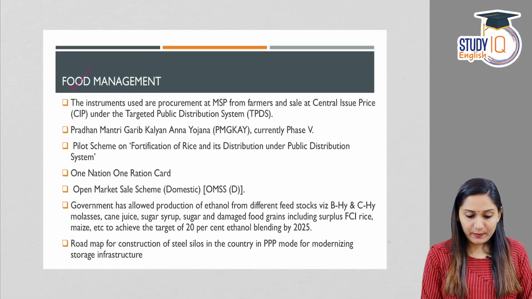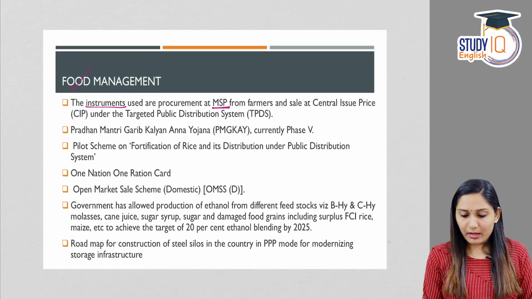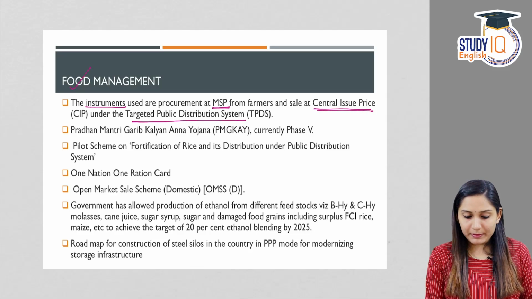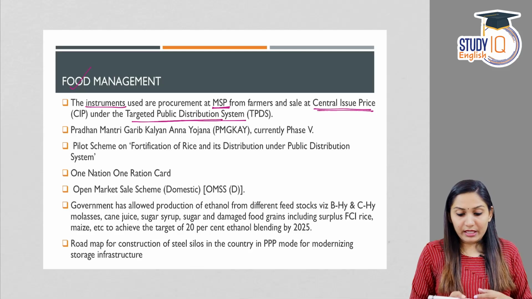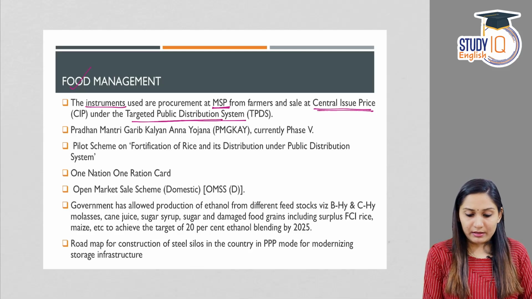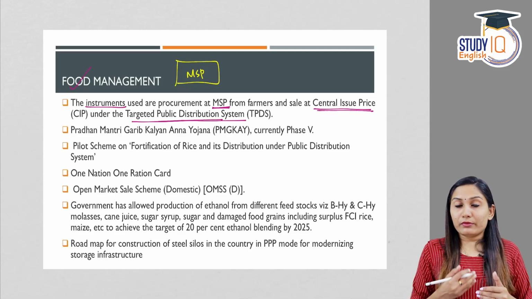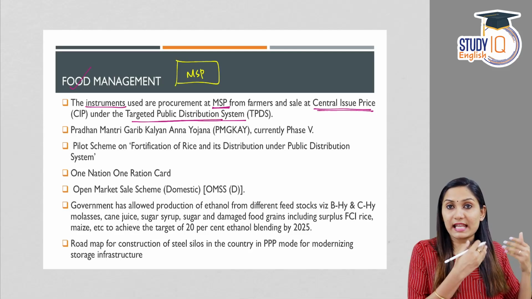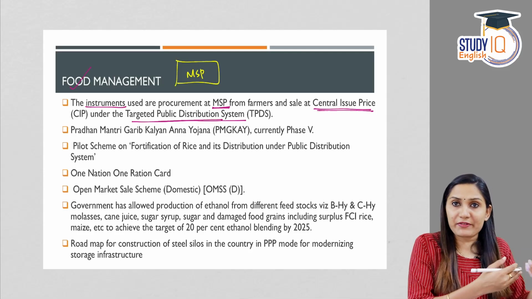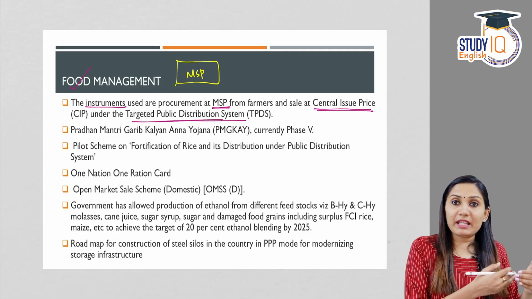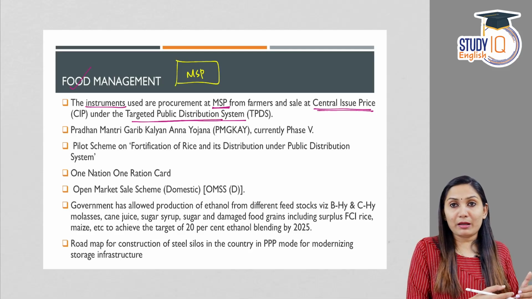Next is food management. The instruments used are procurement at MSP from farmers and sale at central issue price under the Targeted Public Distribution System. So in case of food management, what is done? Procurement is done by the government from the farmers. At what price? MSP. So farmers sell the commodities to the government, to the FCI actually. FCI is the government agent which procures the food commodities from the farmers, Food Corporation of India.